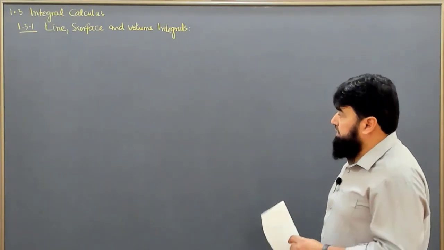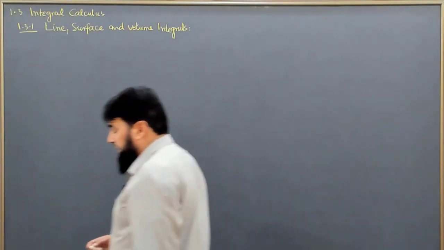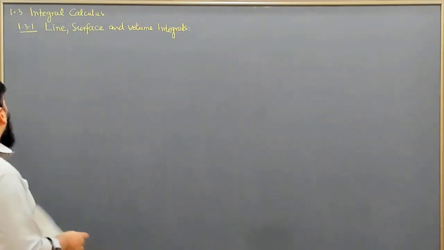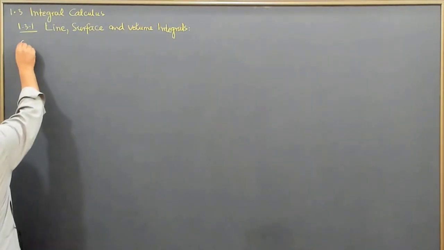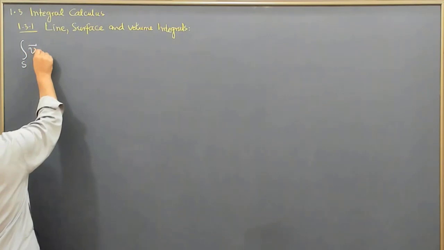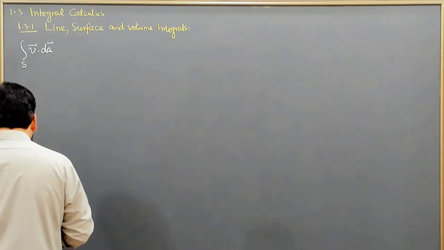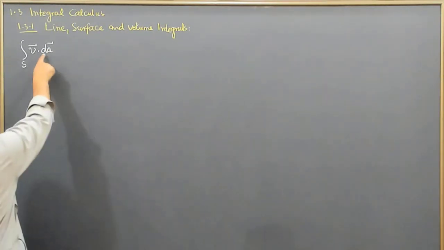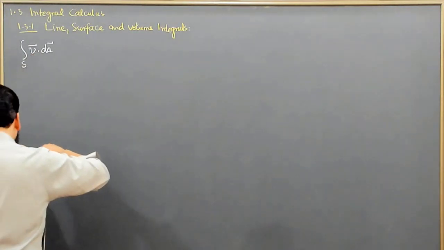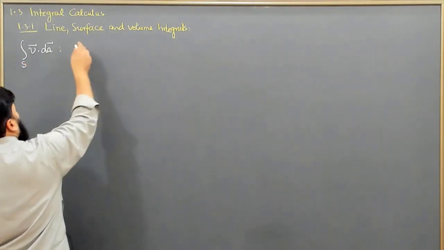Now we will discuss in section 1.3.1 the surface integral, which we also call a flux integral. We write this as a surface integral with symbol S, and then the vector function v dot dA. Here dA is a differential area and v is a physical quantity, a vector or a function. This is for both open and closed surfaces.